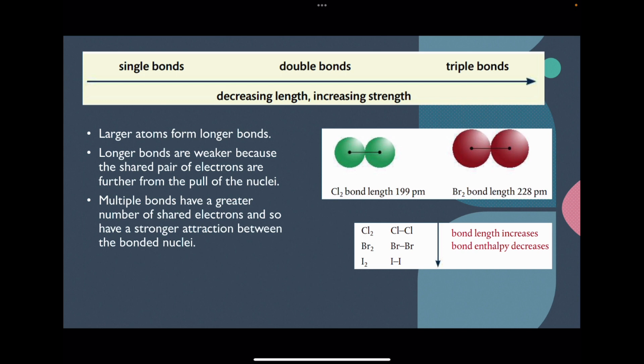Multiple bonds have a greater number of shared electrons, and so have a stronger force of electrostatic attraction between the bonded nuclei. This means there is a greater pulling power on the nuclei, bringing them closer together, resulting in bonds that are shorter and stronger than single bonds.